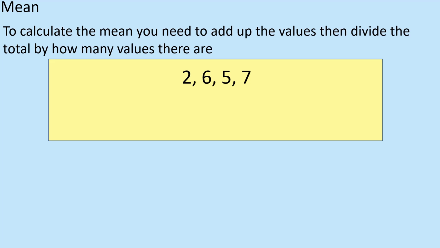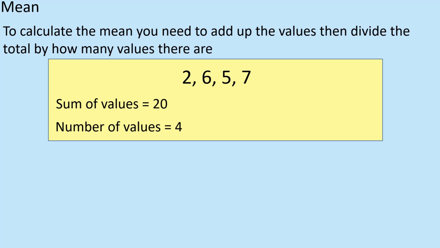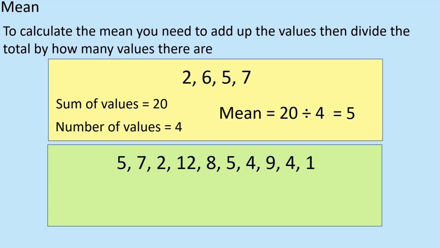So here we go, as a very straightforward example. I've got 2, 6, 5 and 7. So what we're going to do is add them all up, which gives you a total of 20, and then divide by however many there are. Well, there's 4 of them, so it's 20 divided by 4, so my average is 5. And of course that number you would expect to sit pretty much in the middle of your data.